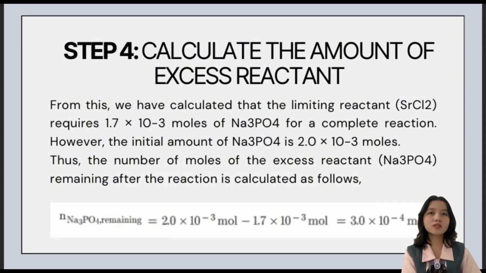Based on our calculation, the limiting reactant SrCl2 necessitates 1.7 times 10 to the power of negative 3 moles of Na3PO4 for a complete reaction. However, the initial amount of Na3PO4 is 2.0 times 10 to the power of negative 3 moles. Consequently, we can determine the number of moles of the excess reactant Na3PO4 remaining after the reaction as follows.